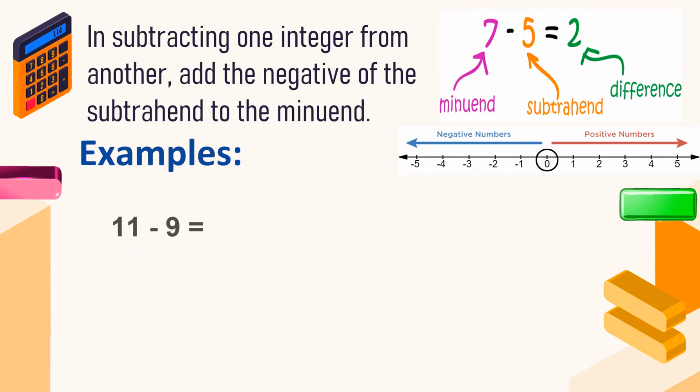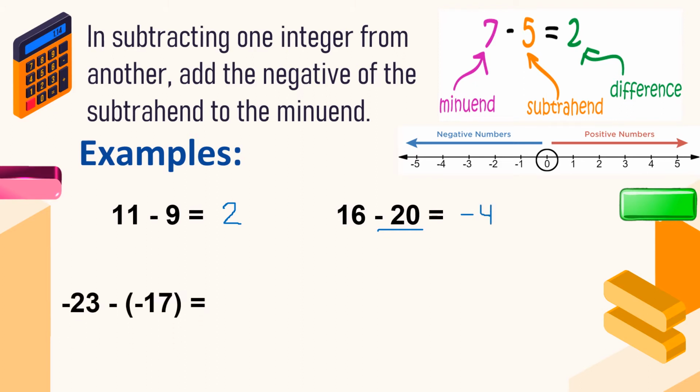So, examples, we have 11 minus 9. Since 11 is larger, we just take away 9, we will have 2. And next, 16 minus 20. Since 16 is smaller, the result will be negative, because the sign of the larger number is negative. And 20 minus 16 is 4.